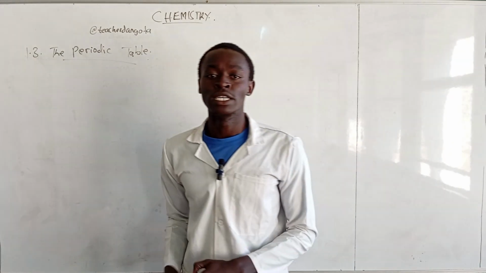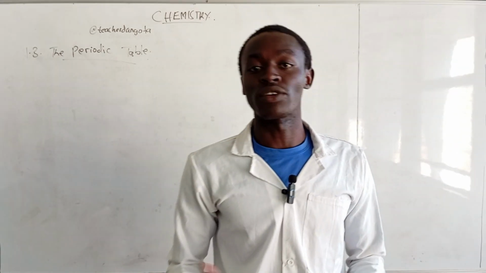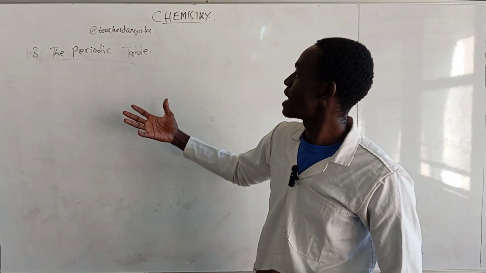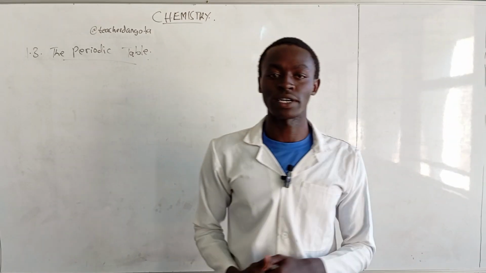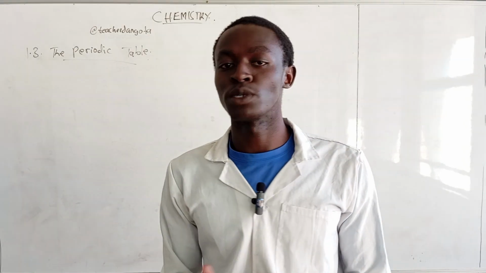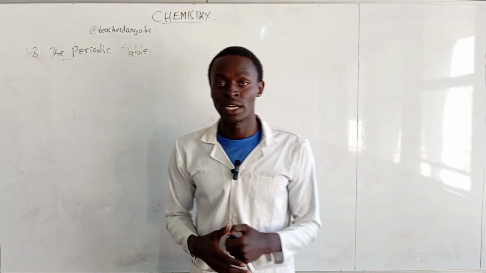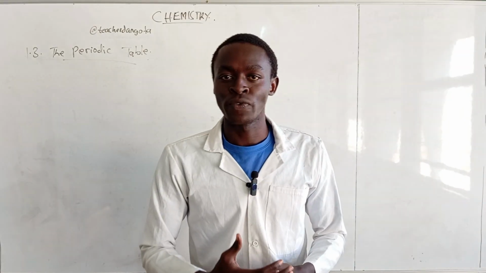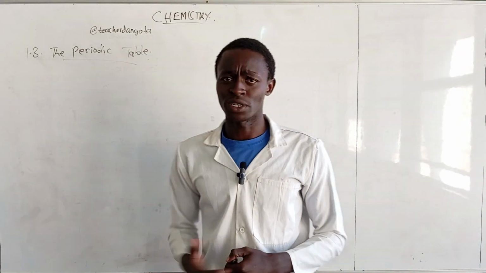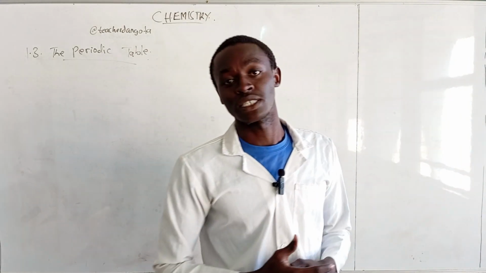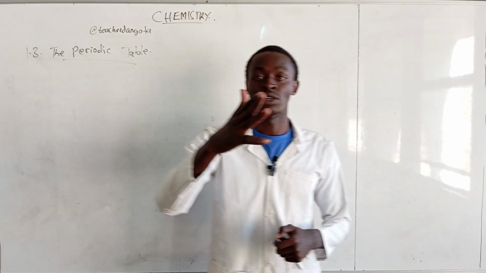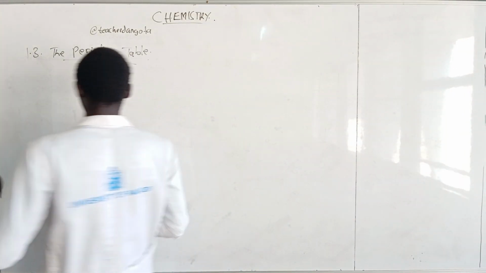The periodic table is simply a systematic arrangement of elements ordered by their atomic number. Yeah, it is a systematic arrangement of elements ordered by their atomic number. So that is what we're going to learn today. And what are we going to learn in this substrand? We're going to learn of the properties of the elements. At the same time, we're going to learn on the electron configuration of the elements.